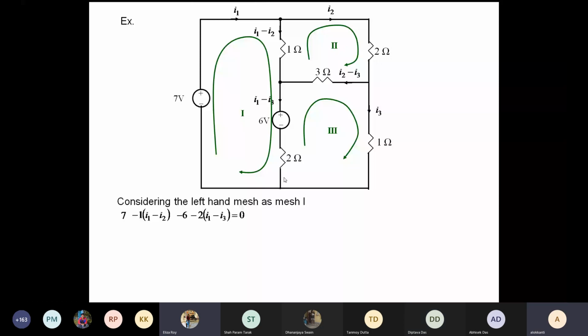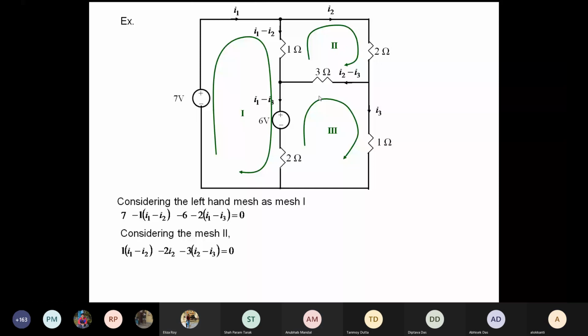So consider the next mesh. If you consider this 1 ohm first, you are going from lower potential to higher potential, so it is 1 into (I2 minus I1), or minus 1 into (I1 minus I2). Then minus 2 I2, then minus 3 into (I2 minus I3), equal to 0.